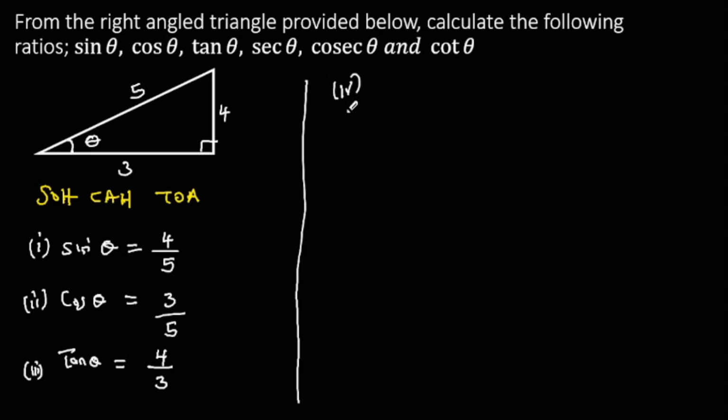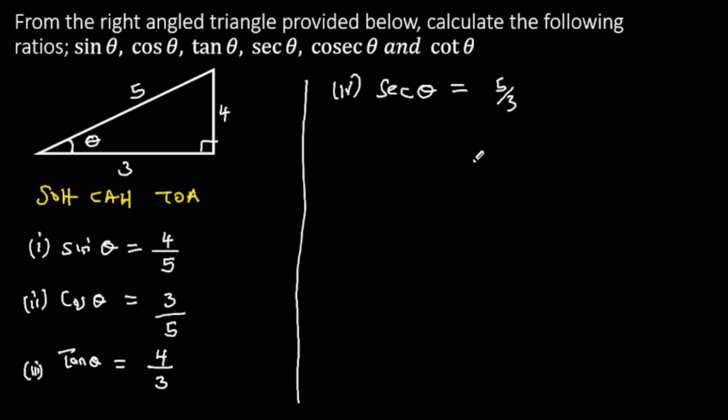We go to the fourth ratio, and that is going to be secant of angle theta. And for secant, we look at the third letter, which is a C. And C is for cosine, which means that the secant of theta is going to be the reciprocal of cosine. So you come back to your cosine. If cosine is 3 out of 5, then the reciprocal of 3 out of 5 is going to be 5 out of 3.